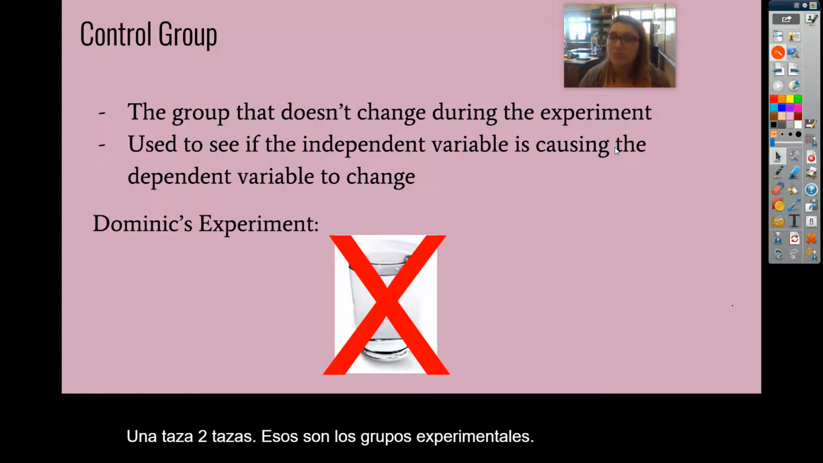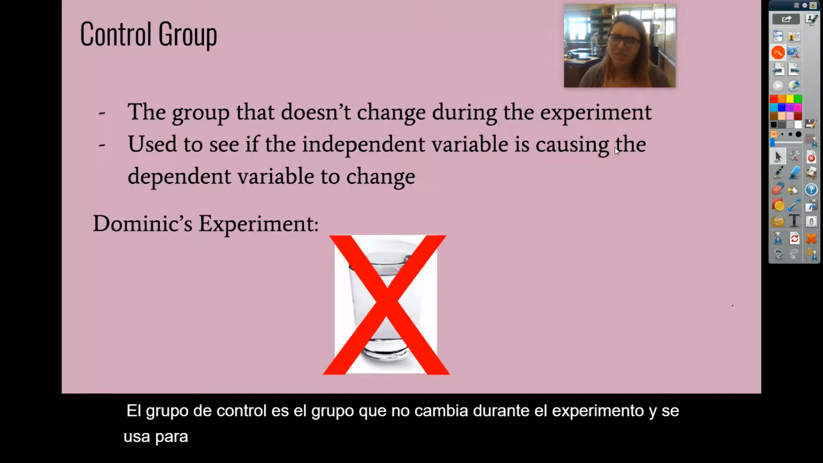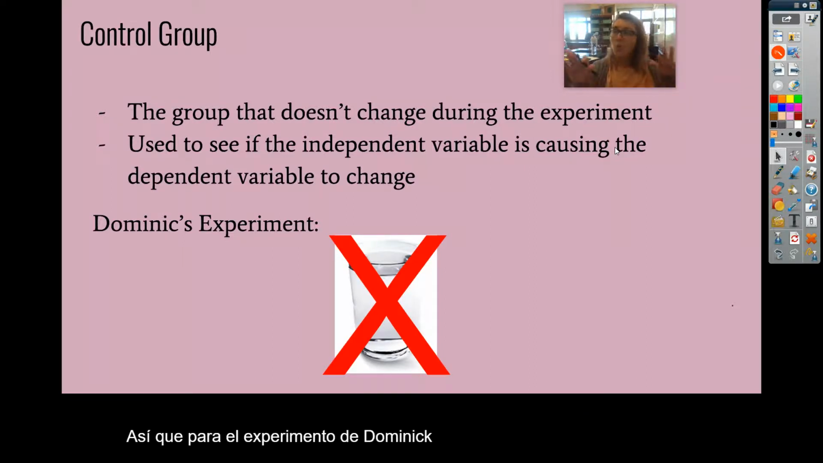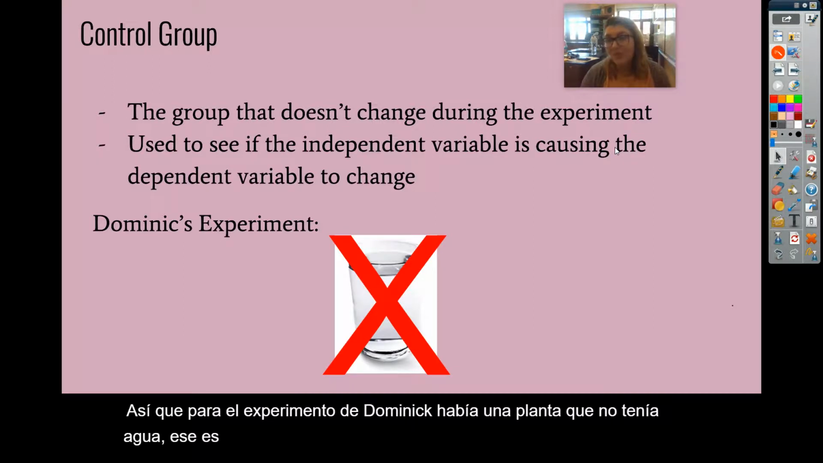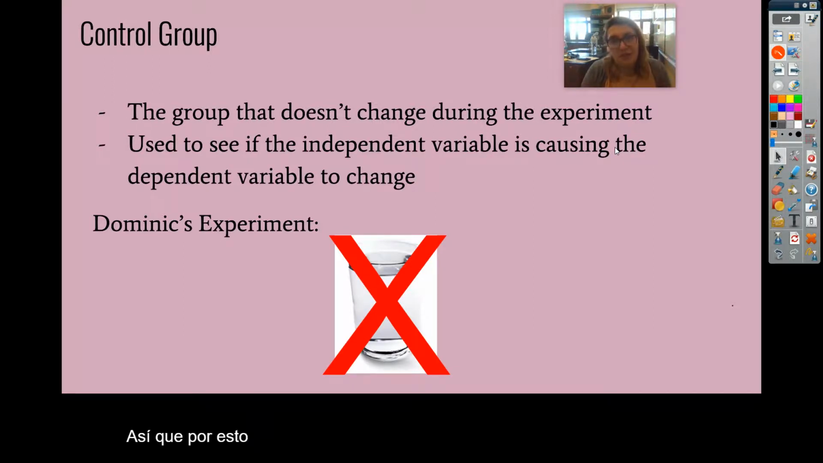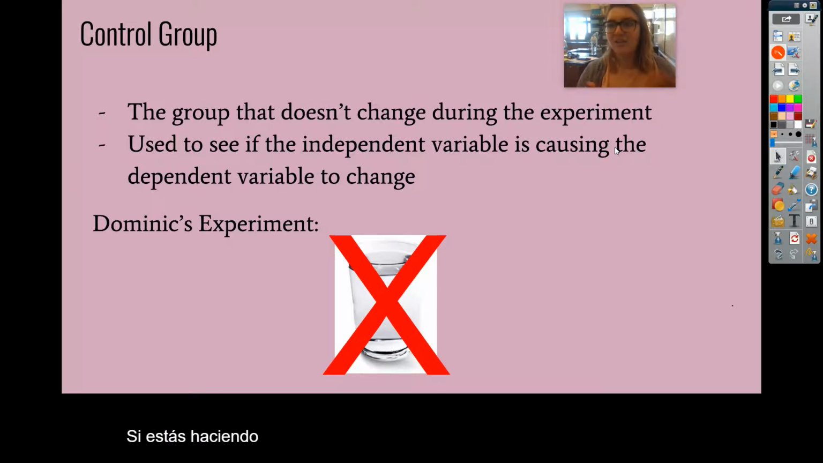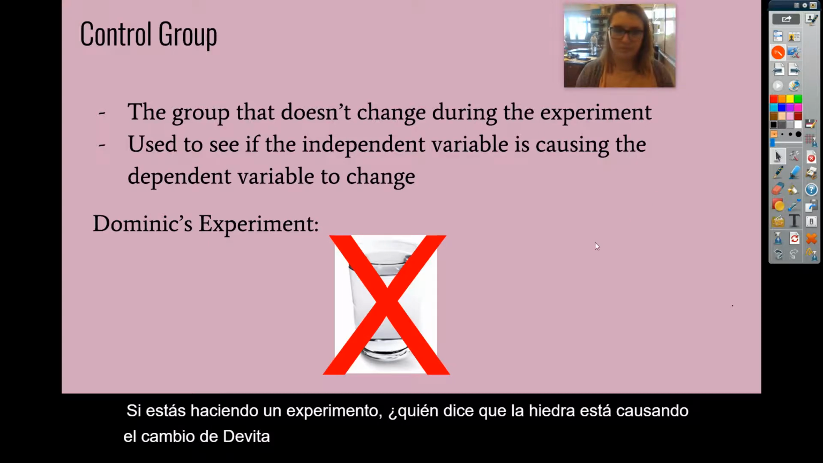The control group is the group that doesn't change during the experiment. And it's used to see if the independent variable is actually causing the dependent variable to change. So for Dominic's experiment, there was 1 plant that got no water. That's his control group. So for this, we know that if plants don't get water, they won't grow. But who's to say, if you're doing an experiment, that the IV is actually causing the DV to change? That's why we need a control group.